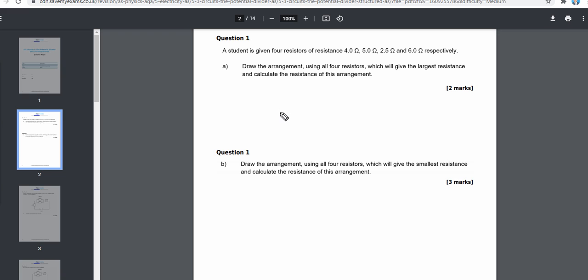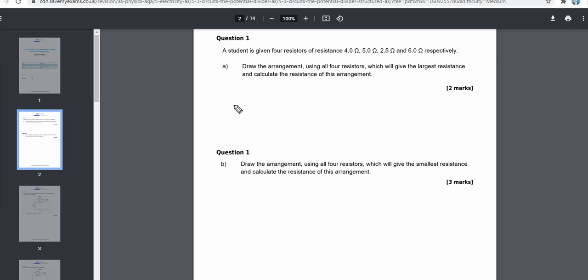Alright, so here we have an exam related question for the resistors in series and parallel, for this topic that we have just done. So it says a student is given 4 resistors of resistance 4 ohm, 5 ohm, 2.5 ohm, 6 ohm and 6 ohm respectively. Draw the arrangement using all four resistors, which will give us the largest resistance, and calculate the resistance of this arrangement. So we know that the resistances add up in series.